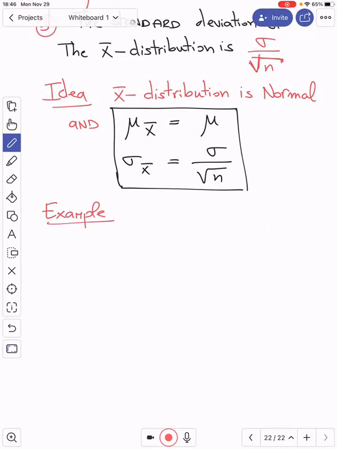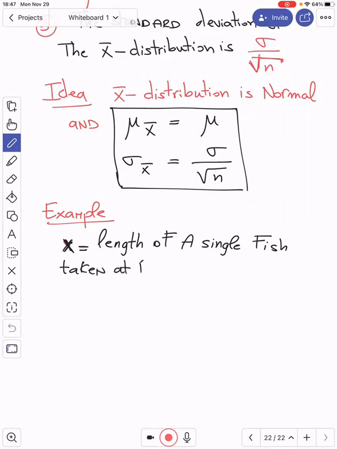So let's say x is the length of a single fish. X, that's your variable. So x is the length of a single fish, just one fish, right? Of a single fish, taken at random. Okay, and let's say this x, this length of a single fish, has a normal distribution, right? X has a normal distribution.